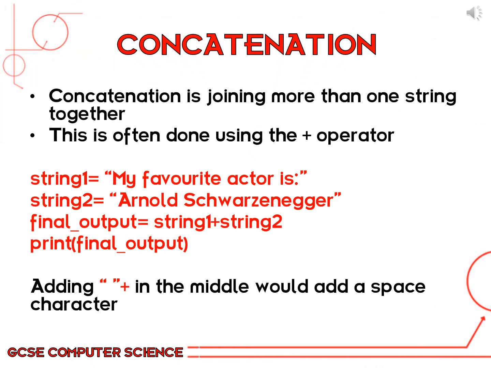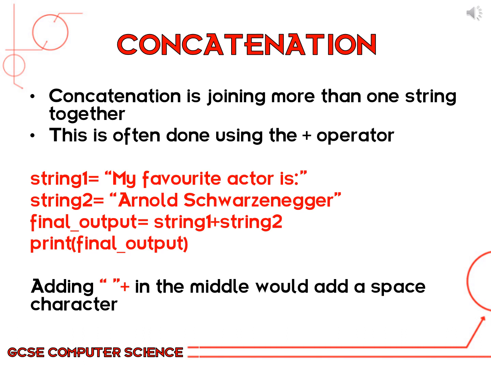So a little bit of further explanation. The definition is basically concatenation is joining more than one string together. This is often done using the plus operator. So as a little example Python code, we've got string 1 equals my favorite actor is. String 2 equals Arnold Schwarzenegger. So we've got two strings of data. We're going to create a third variable called final output, and we can say string 1 plus string 2. Now if we print out final output, it's going to merge those two fields together.